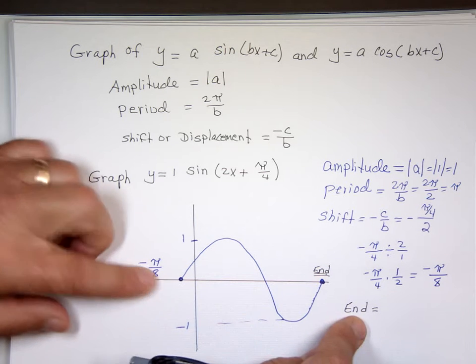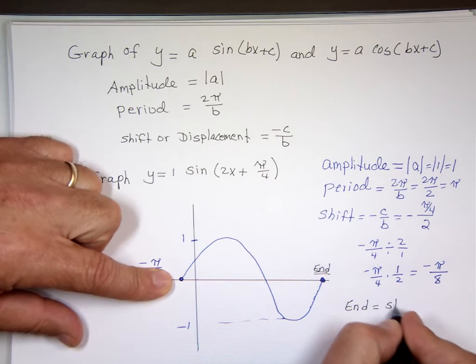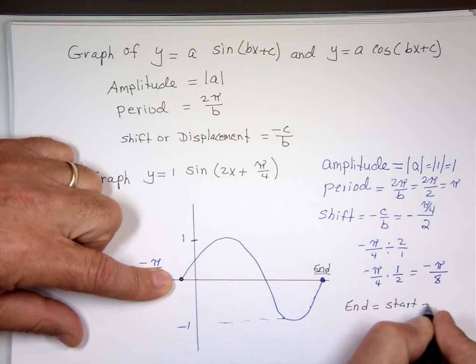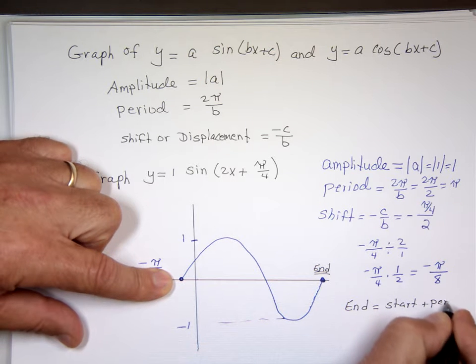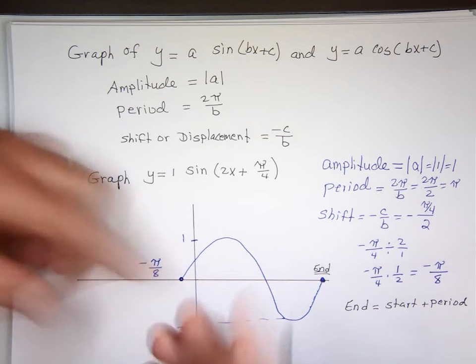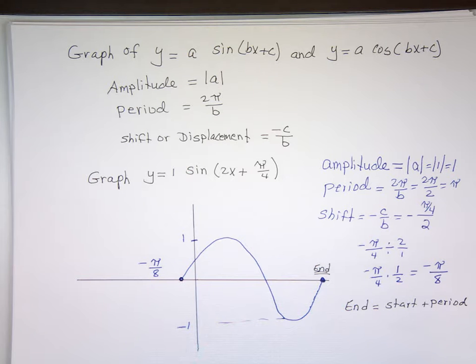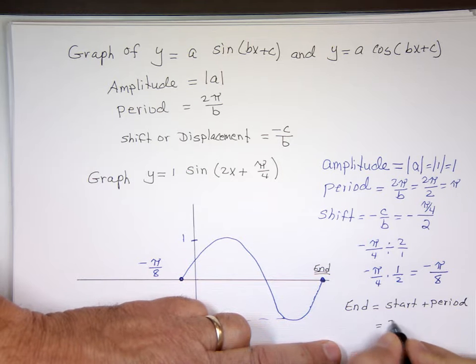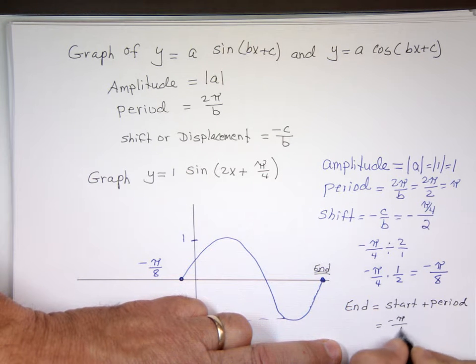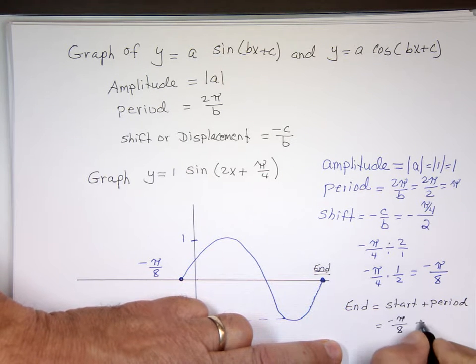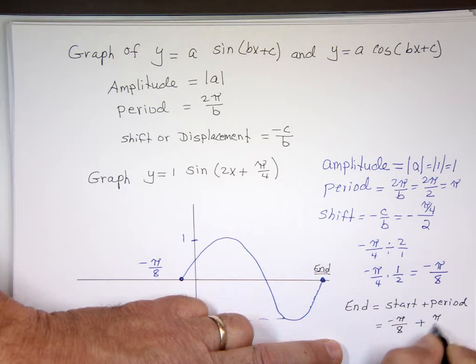So really the end is going to be the start plus the period. Where do you start from? Add to it the period. That will give you where you're going to end at. So my starting point is what? Negative pi over 8. And my period is what? Pi, or pi over 1.